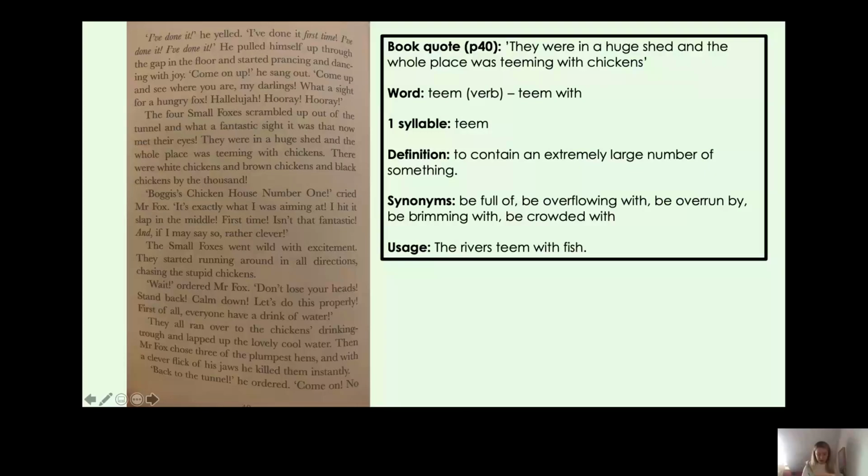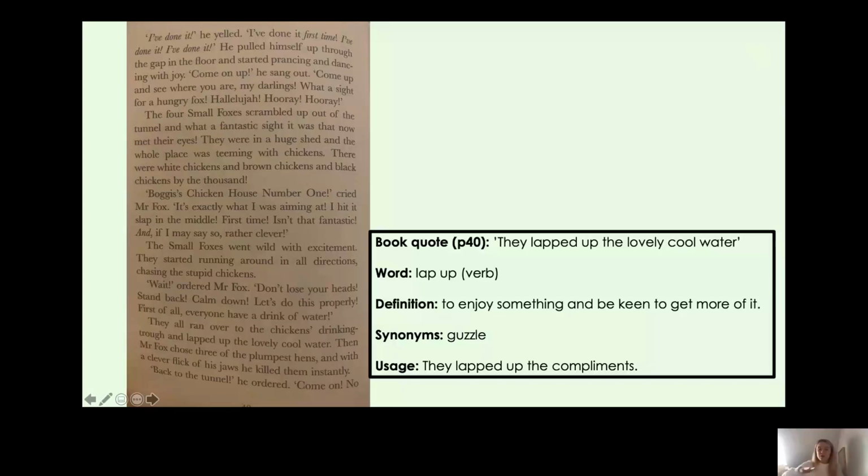Now here it says that they all ran over to the chicken's drinking trough and lapped up the lovely cool water. Now we know that they have been trapped in their house, haven't they? Because the farmers have been surrounding their house. So therefore they haven't had anything to eat and they haven't had anything to drink. So do we think they might be thirsty and be enjoying this water? Because that might give us a clue to what the verb lap up means. Well, yes, they are enjoying this water because the verb lap up means to enjoy something and to be keen to get more of it because they were so thirsty that they wanted more and more water. So they lapped it up, okay?